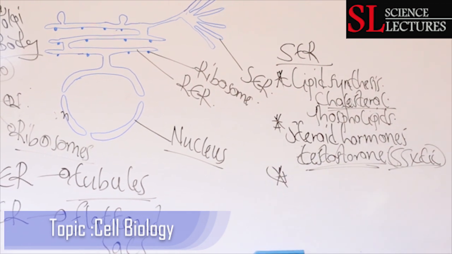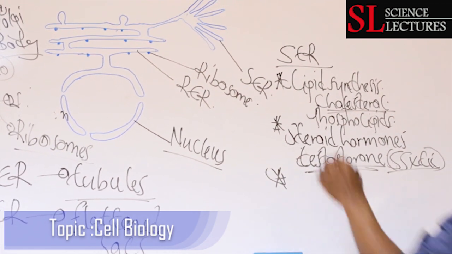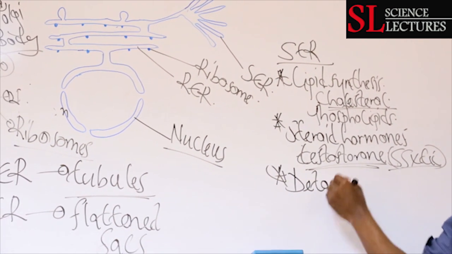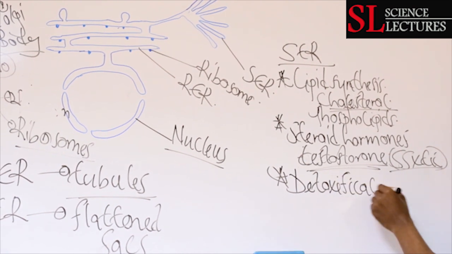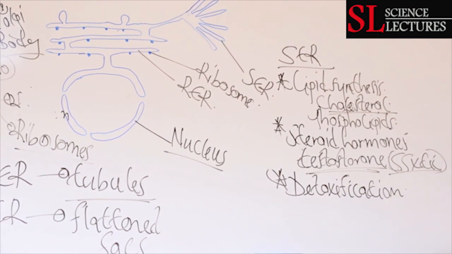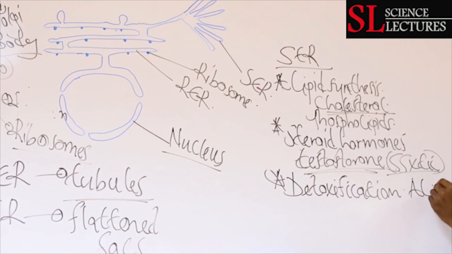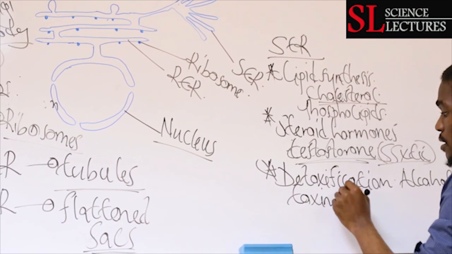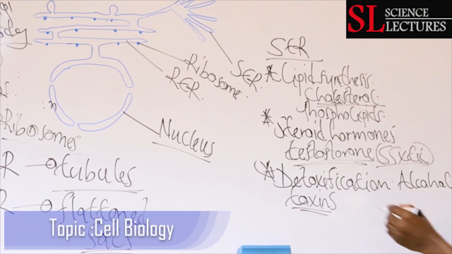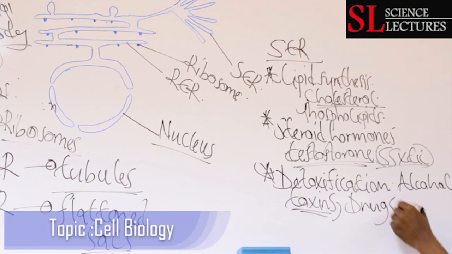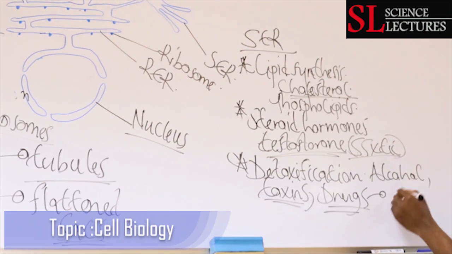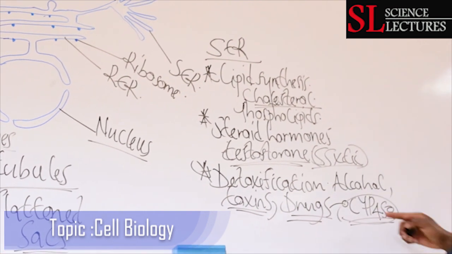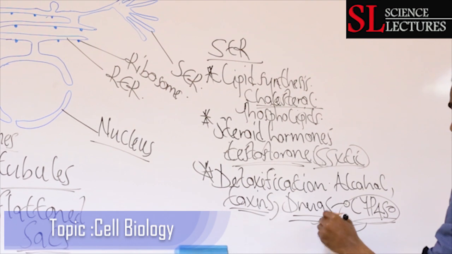Then the smooth endoplasmic reticulum also plays a basic role in detoxification. What is it detoxifying? It will detoxify alcohol in the form of ethanol, and any other toxins in your body will be detoxified by the smooth endoplasmic reticulum. Finally, drugs. A certain pathway called CYP450, with the CYP450 enzymes, will break down and detoxify the drugs.